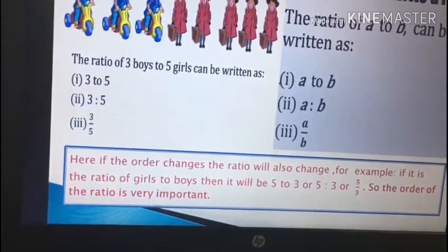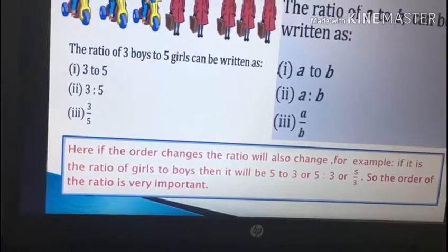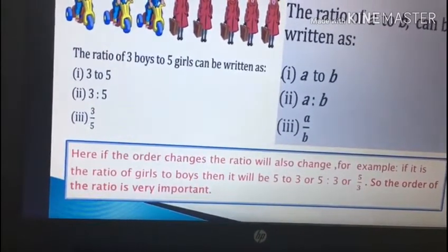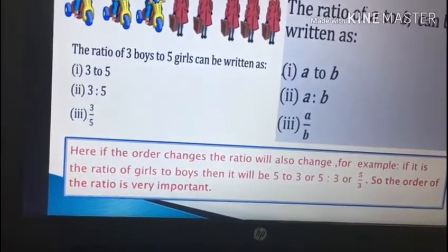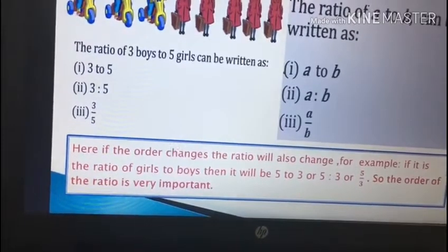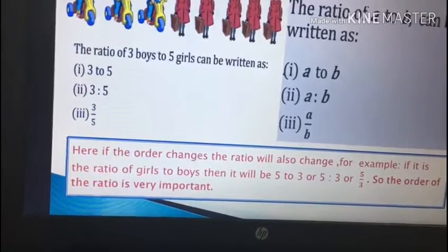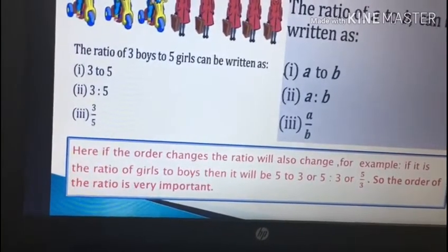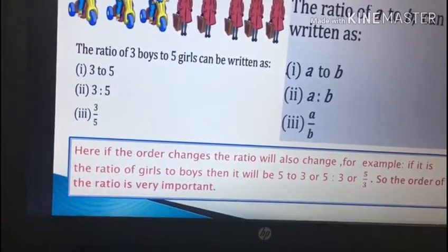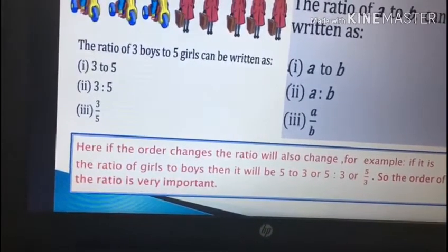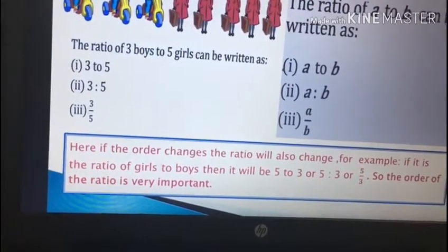We can represent the ratio in 3 ways. What are they? The first way is writing in words, 3 to 5. The second one is 3:5 using a colon. The third one is as a fraction, 3/5. So there are 3 ways to write a ratio. It is explained in the video.